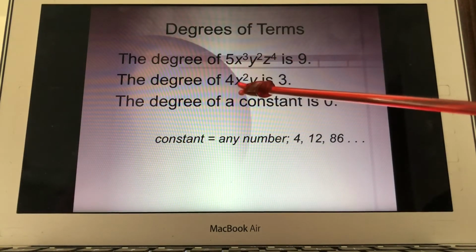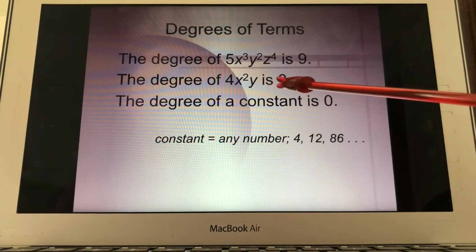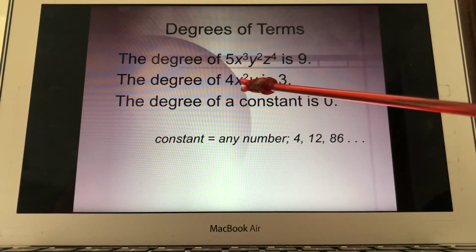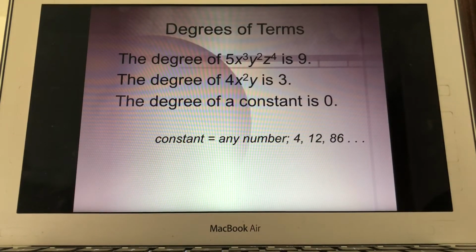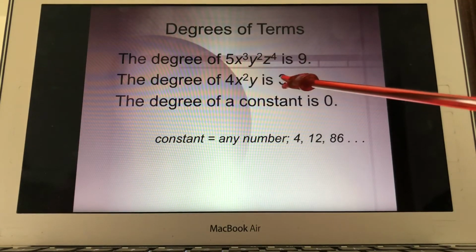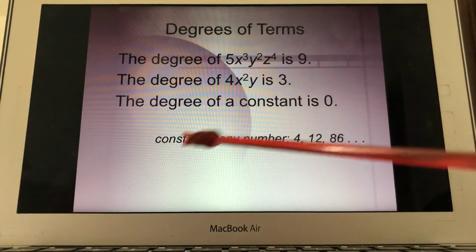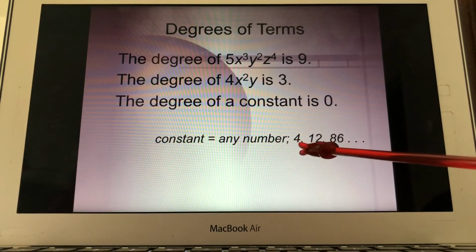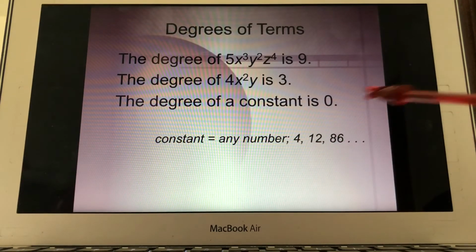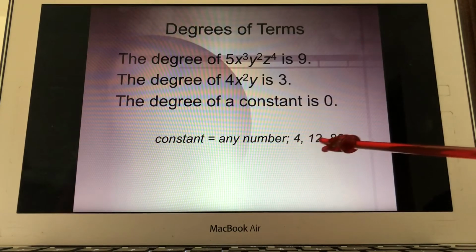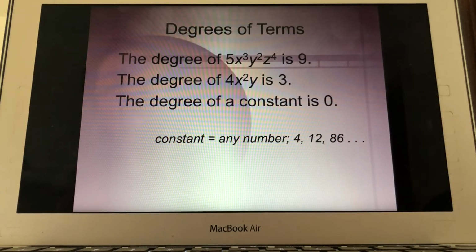Here we have 4x squared y, and its degree is 3, because 2 plus 1. Remember, any variable by itself is considered raised to the 1st power. And so we have 2 plus 1, and that gives us 3. The degree of a constant is 0, okay? A constant is any number, 2, 12, 86, and the degree of them is 0.